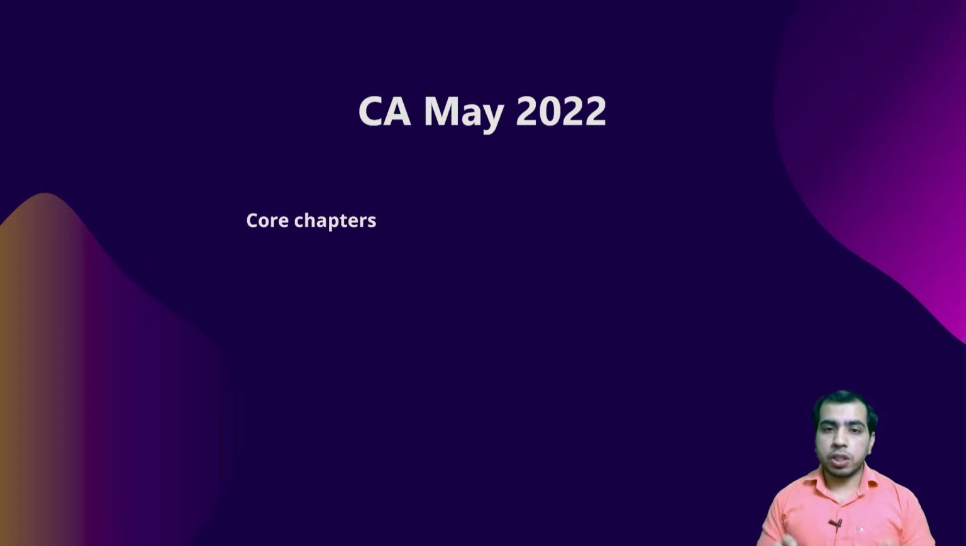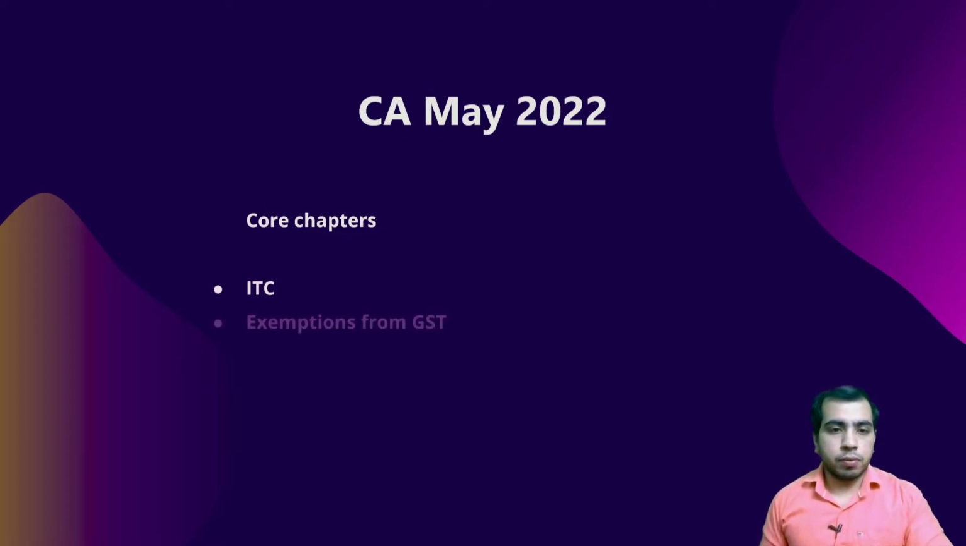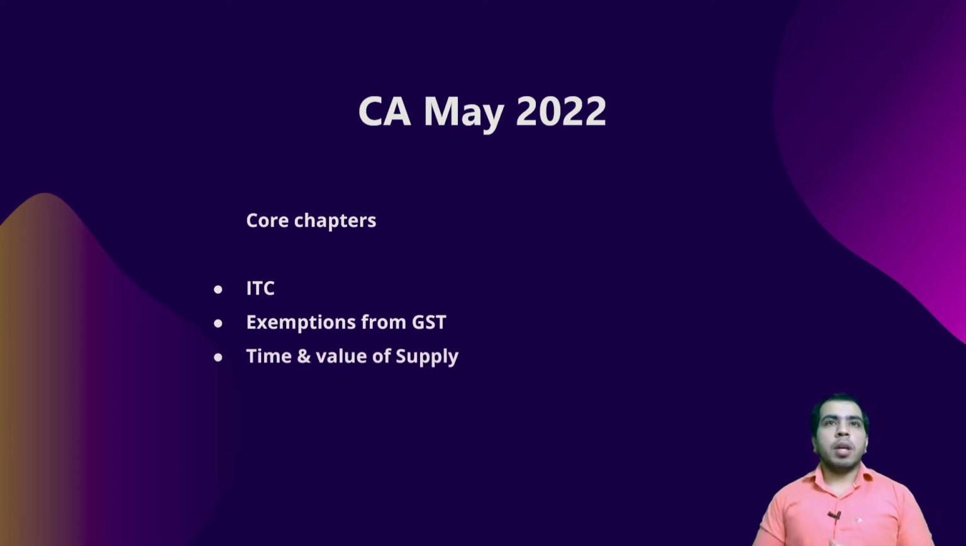And the next part of this video is going to be for core chapters of indirect tax, ITT. So here are a few chapters that form an important part of your indirect tax syllabus, which are ITC, exemptions from GST, time and value of supply. These chapters cannot be ignored at any cost.